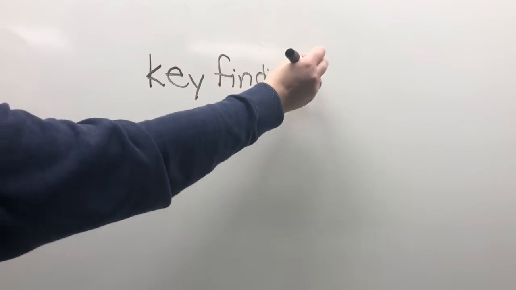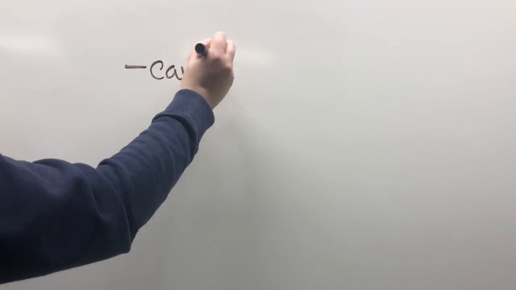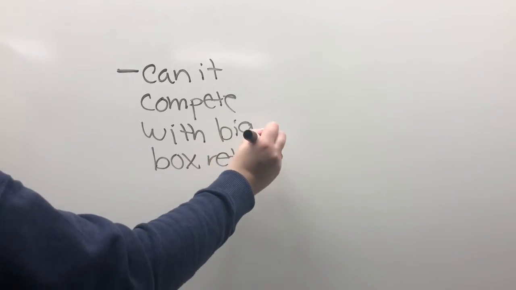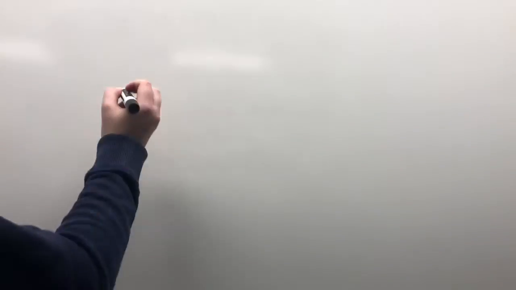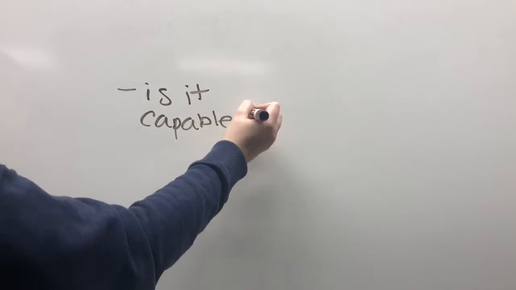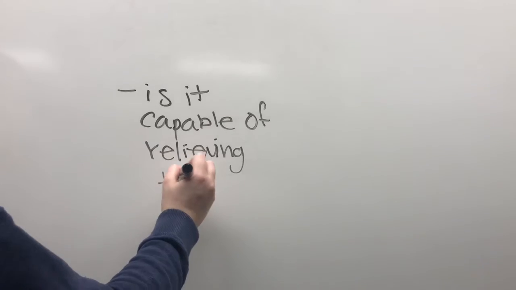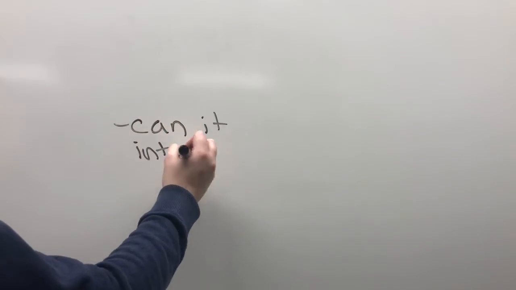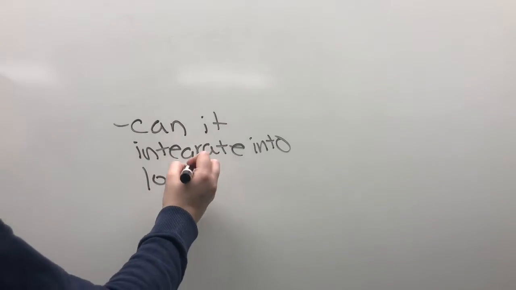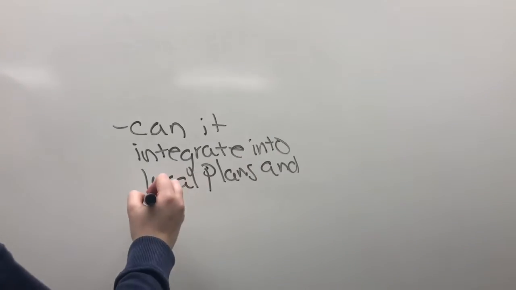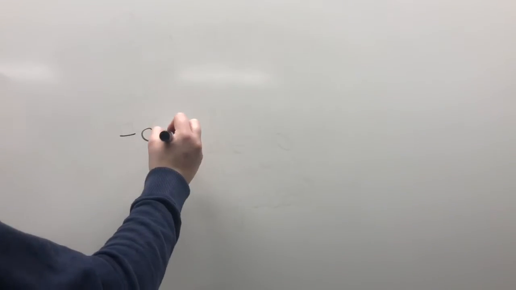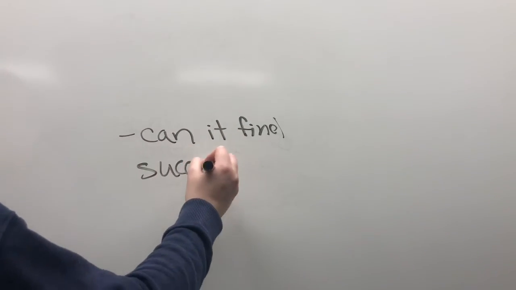This paper critiqued several aspects of the movement and identified shortcomings and areas to consider, such as scale. Can it compete with big box retail that dominates the economy? Can it be applied to a regional scale for a vision of overall growth? What about transportation? Is it capable of relieving traffic congestion and offering adequate alternatives like it claims to? Planning and codes. Can it integrate into local plans and building codes without too much transitional challenge? And can it find success in the marketplace that is so opposed to its ideals?